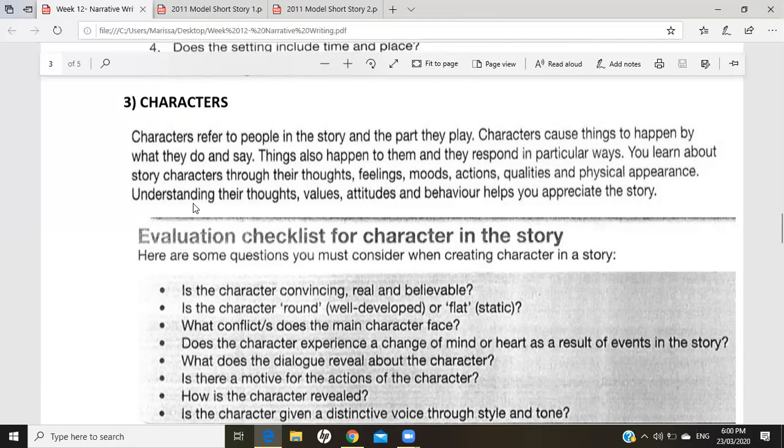The next thing is understanding their thoughts, values, attitudes, and behavior helps you appreciate the story. So don't you all really enjoy a movie or a book or a short story when you actually understand a character? You feel as though you could connect to them because you really understand their thoughts, you really know how they're thinking, you know their values, their attitudes, and their behavior, and you could relate to them.